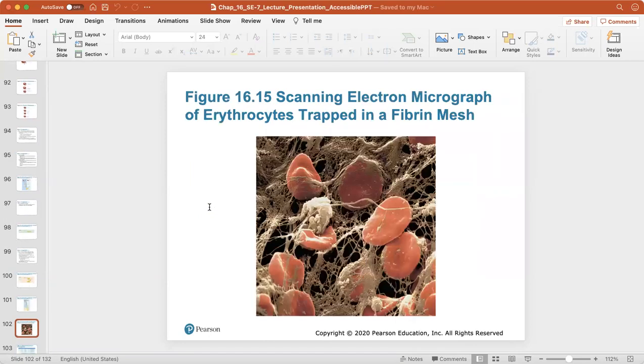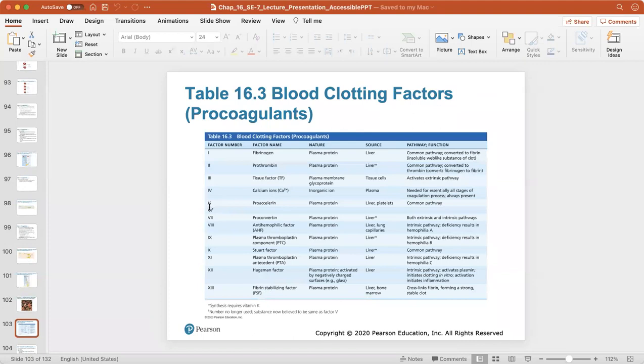This is a cool picture, a scanning electron micrograph of erythrocytes trapped in the fibrin mesh that's trying to coagulate or form a clot in the blood. An anticoagulant would do the opposite and try to decrease that. Here's a look at all the blood clotting factors in the blood, their function, and where they come from.